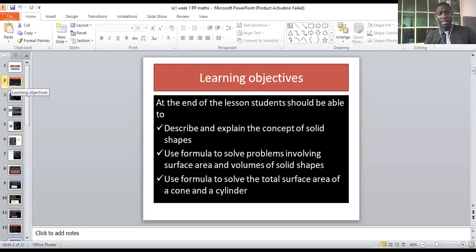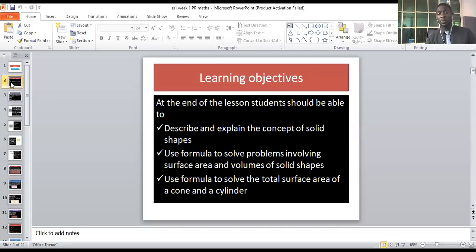The learning objective: at the end of the lesson, students should be able to describe and explain the concept of solid shape. I told you these are shapes with 3 dimensions, as they have length, width, and height. And use formula to solve problems involving surface area and volume. We're going to be looking at how to calculate the total surface area of a cone and a cylinder.